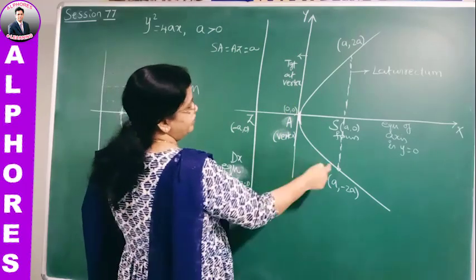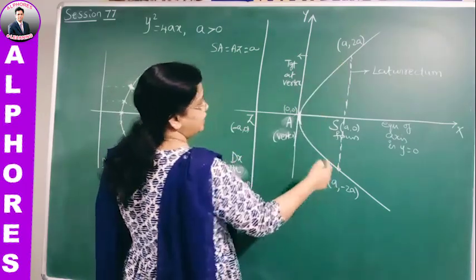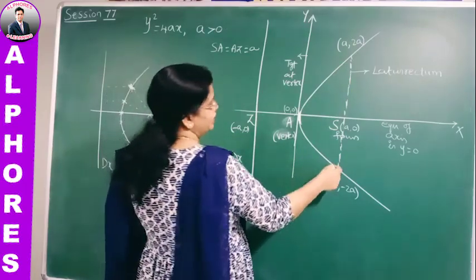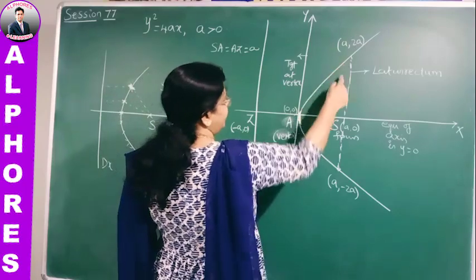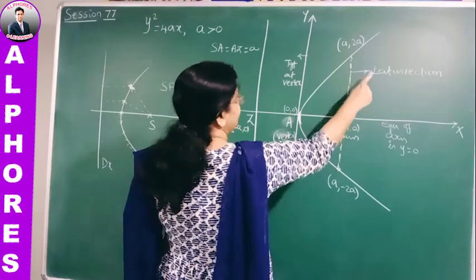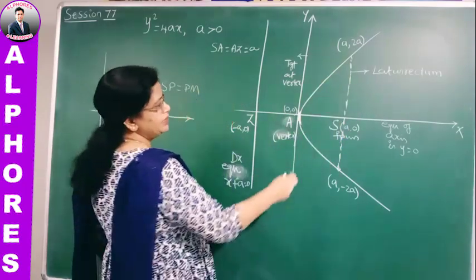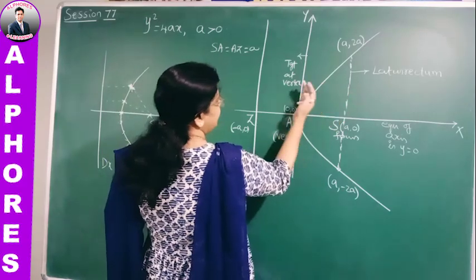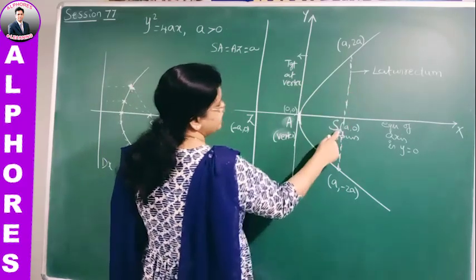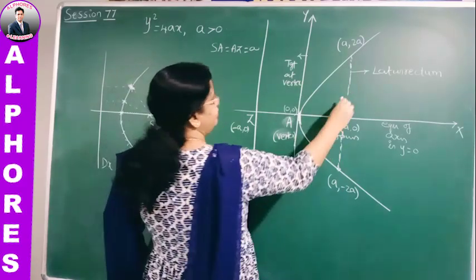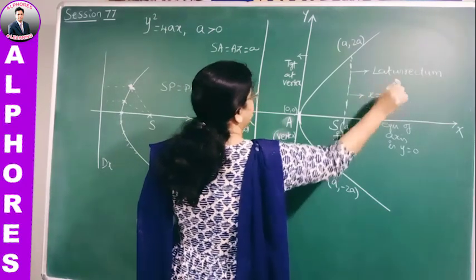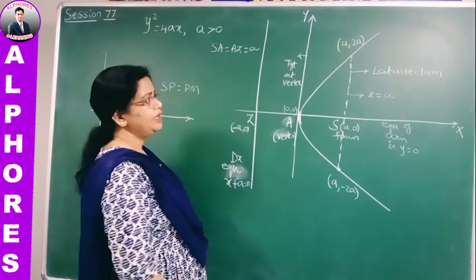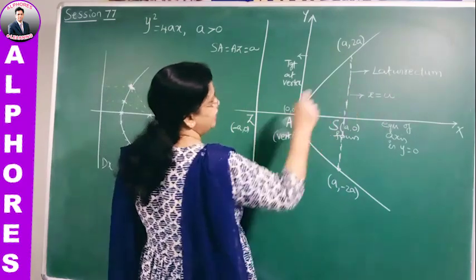Next, you observe this is one of the chords. This chord is like a double ordinate as well as a focal chord. The combination is nothing but the latus rectum. It is exactly parallel to the y-axis and passing through the focus. Therefore the equation of latus rectum is x is equal to a, that means x minus a equal to 0.